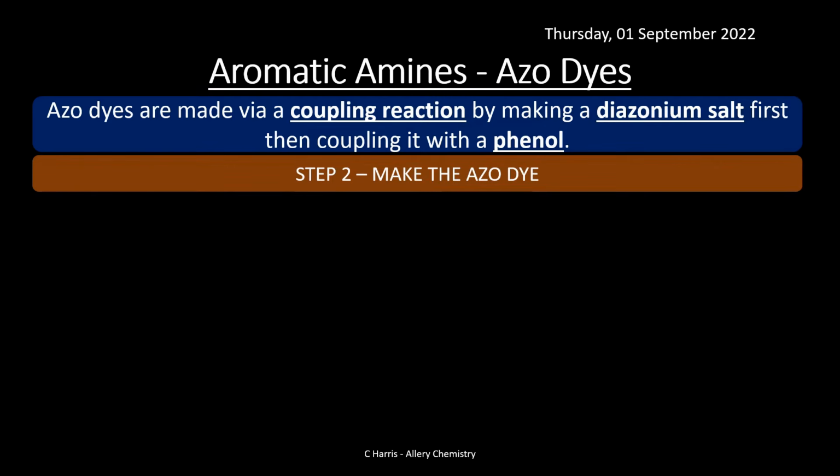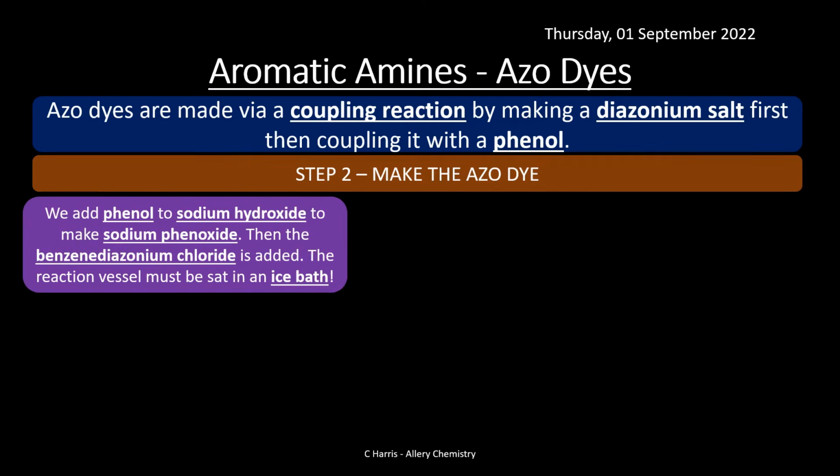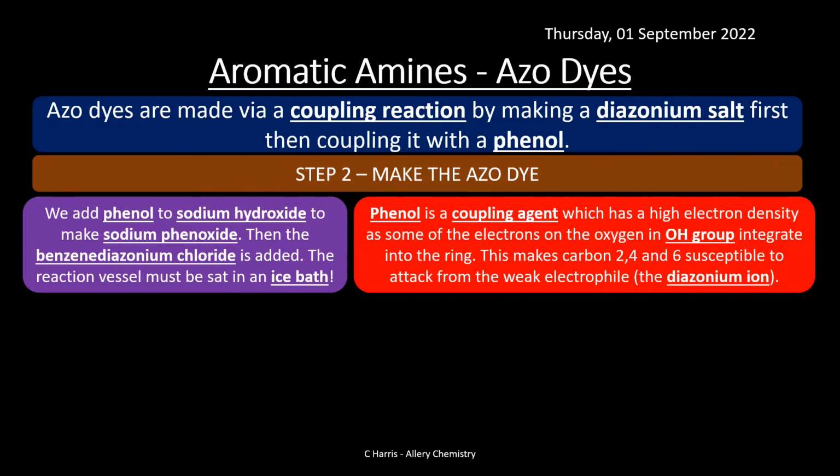Okay, so step 2, once we've made our diazonium salt, we've then got to make the azo dye. So what we do is we add phenol to sodium hydroxide to make sodium phenoxide. Okay, that's what we need to do. And then we add that diazonium salt, the benzene diazonium chloride, that's the salt, is then added. And again, it must be sat in an ice bath. We've got to keep all this as cool as we can.